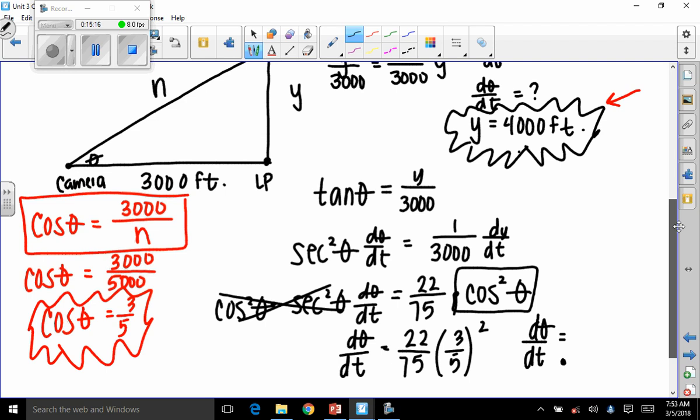0.176. How'd you get that? Wait. All right, so we're going to do 22/75 times 9/25. 0.1056. Yeah. Did you read it like 0, 1 instead of 1, 0? What are the units we use for angles in calculus? Radians. So it's 0.1056 radians per second. Good job.